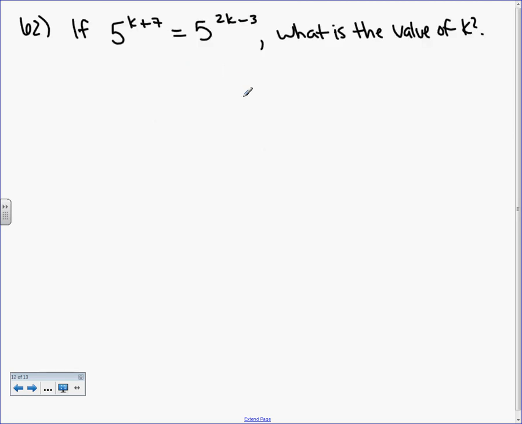All right. If 5 to the k plus 7 is equal to 5 to the 2k minus 3, these are called bases. If the bases are the same, then the exponents are the same. So I can set the exponents equal to one another and solve for k that way. So find k, and what do you get?